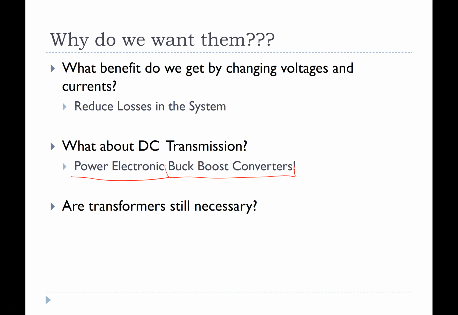Which I hope you are, and then you could ask yourself, well, are these transformers still necessary? How does this change the way the power system operates? What does it mean for the types of machines we use, etc.?